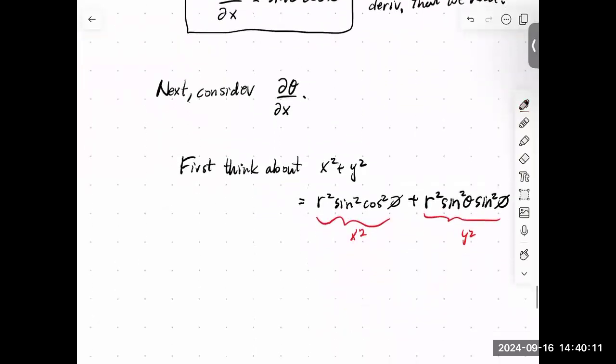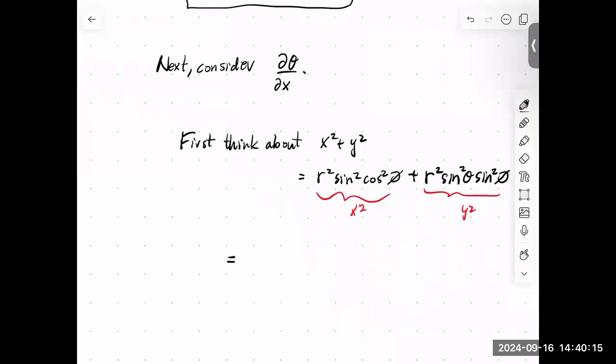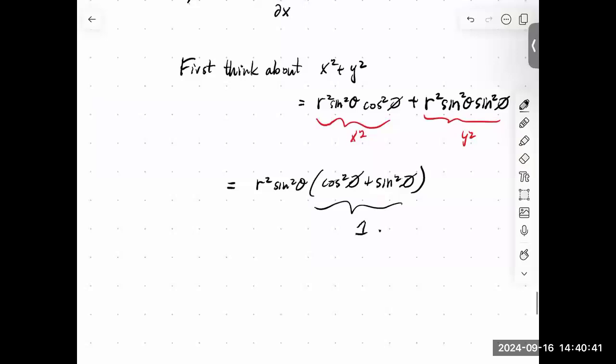Now what we have are some common factors: r squared sine squared theta, r squared sine squared theta. So that's r squared sine squared theta, and then we have cos squared phi plus sine squared phi, and so that's 1. Therefore, we can say sine squared theta is equal to what? It's x squared plus y squared divided by r squared.